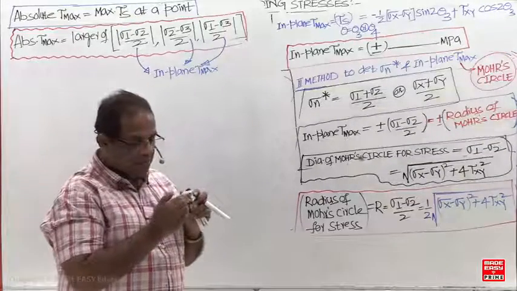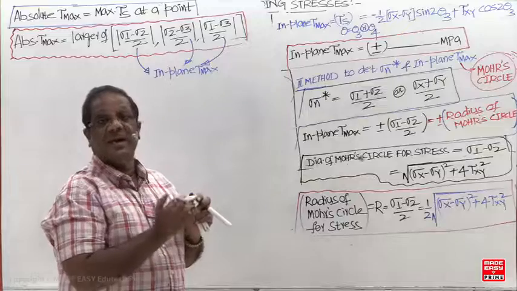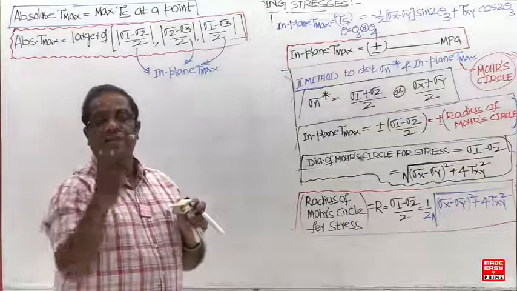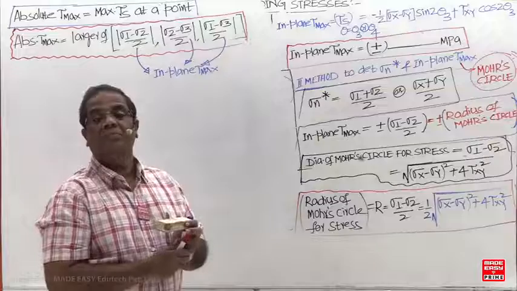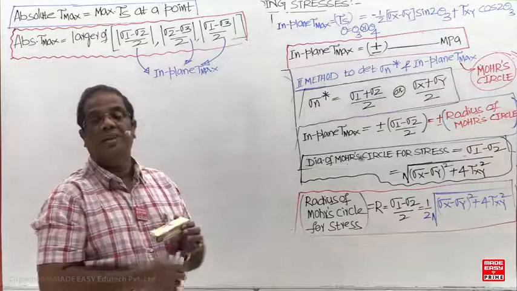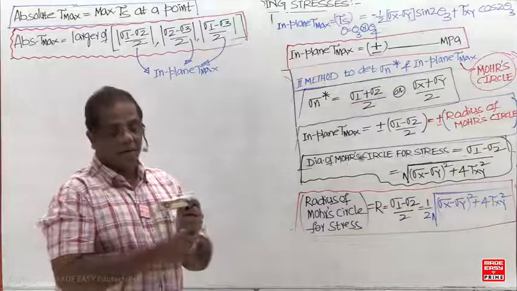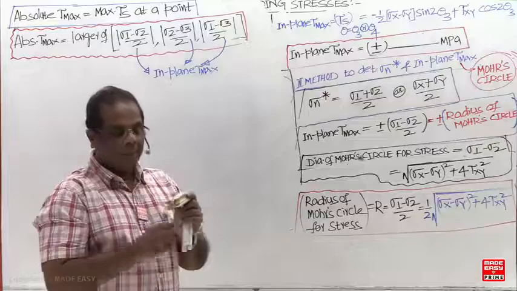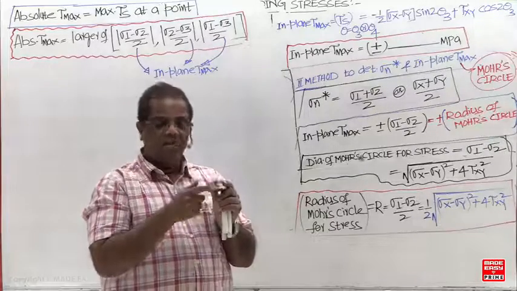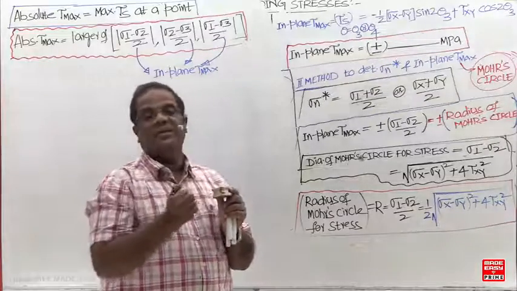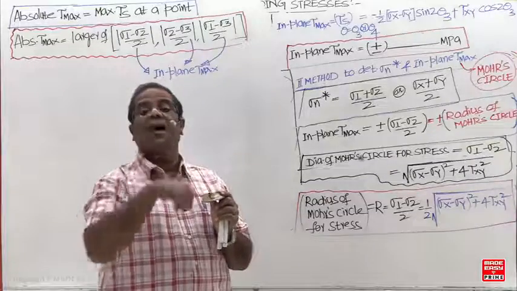Similarly, the point belongs to x and z. How many independent components are there? Sigma x, sigma z, tau xz. Then you get one more in-plane tau max. But I'm interested in the maximum shear stress at this point, whether this point belongs to x and y, or y and z, or x and z. All. Then I have to take the larger value.